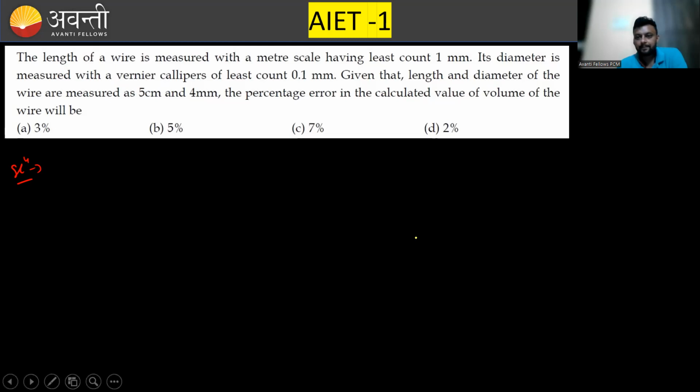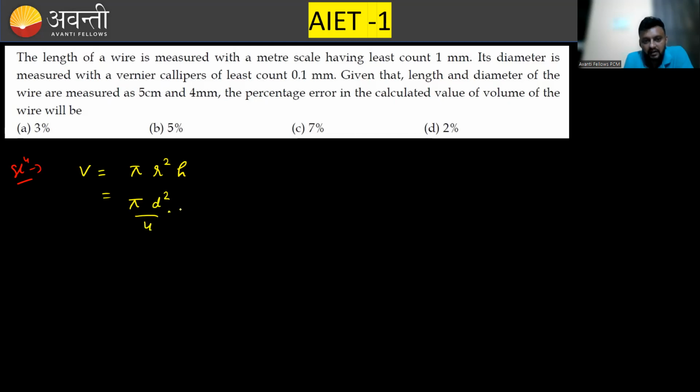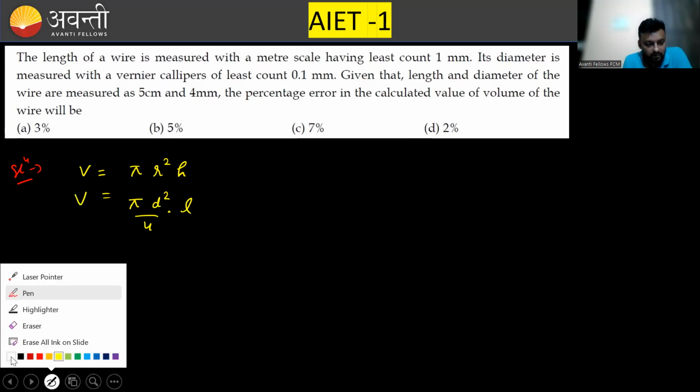Wire is obviously cylindrical because it has some diameter, it has some length. So volume of the wire will be pi r square h. You are given the diameter, so you can write it as pi, radius is what? Half of diameter, that is d square by 4 into h. H is what? Length of the wire. So I am not using h, I am using L, which is length of the wire. Clear? This is volume.